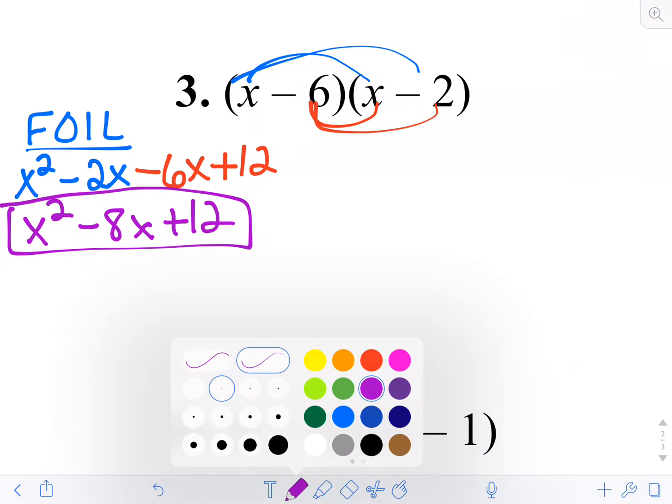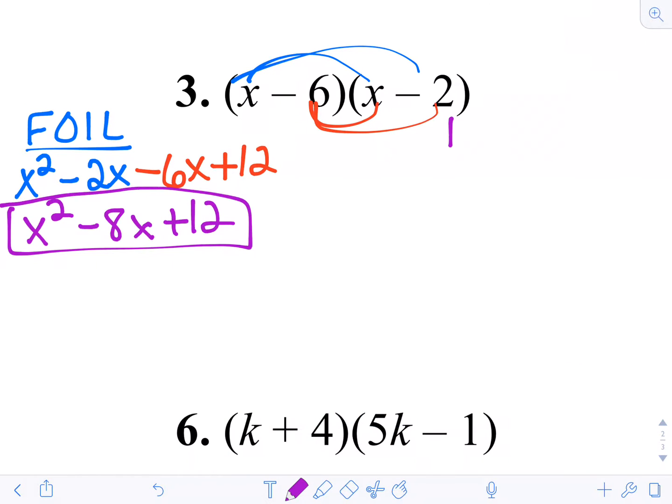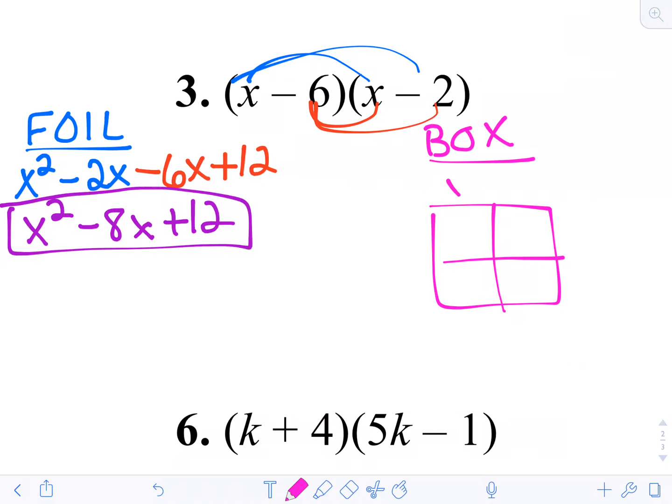And then the other way is your box method. Oops, that's purple. Keep my colors the same, so pink. There we go. So draw your little box. X minus 6 and x minus 2. We're going to distribute. X times x is x squared. X times negative 6 is negative 6x. Negative 2 times x is negative 2x. Negative 2 times negative 6 is positive 12.